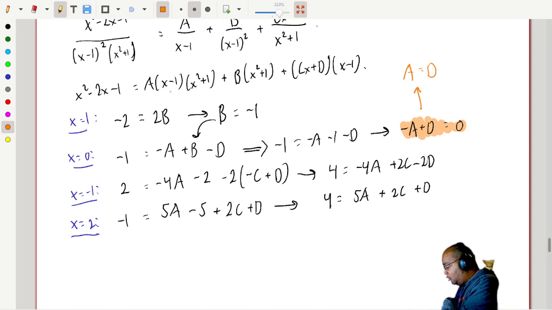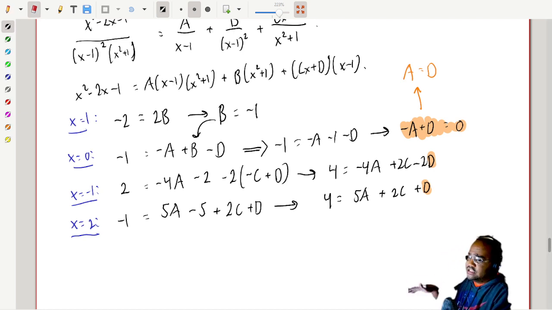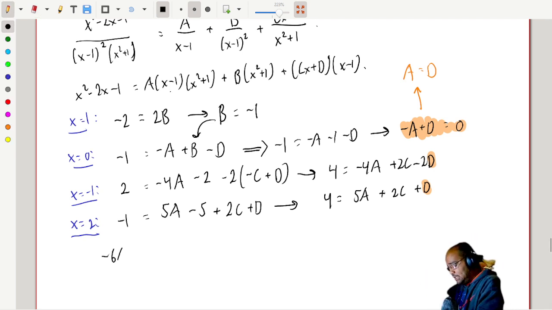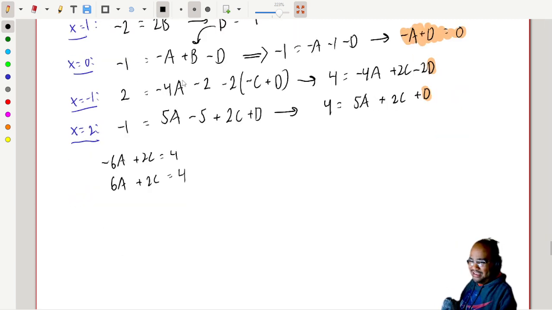I'm going to replace all my d's with a's, because my capital D's are looking kind of sloppy. So I'll have -4a. Well, a is equal to d, and I'm going to replace d with a. -4a minus 2a is -6a, plus 2c equals 4. In the second equation, 5a plus a, because d is equal to a, that's 6a, plus 2c equals 4. I know how to do this. I'm in my comfort zone.